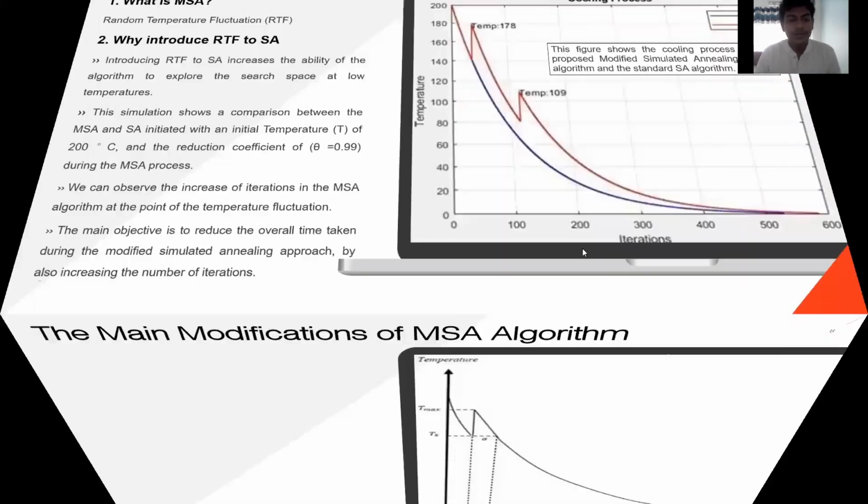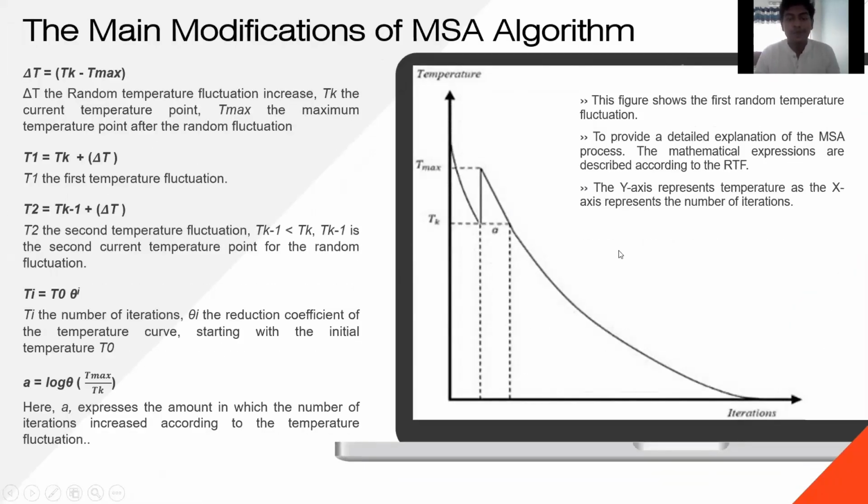And now moving on to the next part, the main modifications of the algorithm. As you can see here, we have taken one temperature fluctuation and we have done the mathematical calculations and the expressions here. We have expressed the delta T, that is the random temperature fluctuation increase, and the first temperature fluctuation, as also for the second, and the number of iterations. And also here, A expresses the amount in which the number of iterations increased according to the temperature fluctuation.